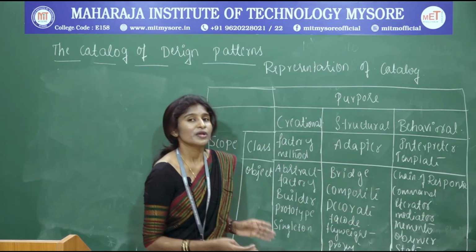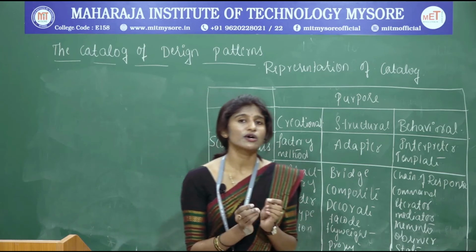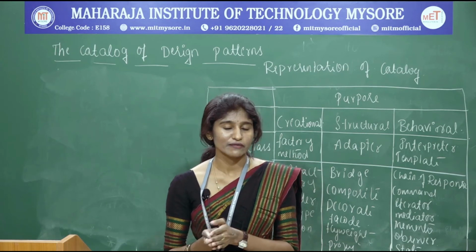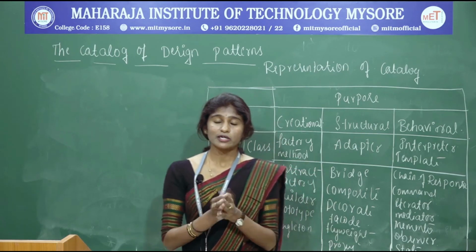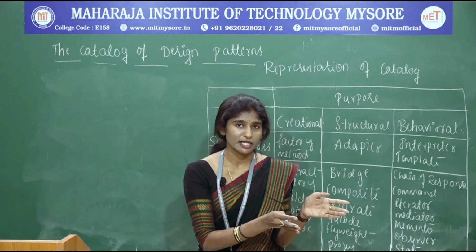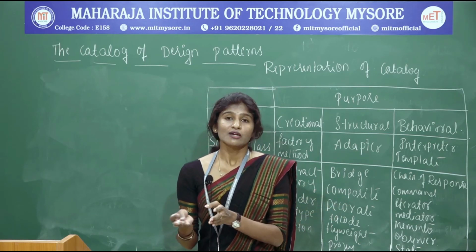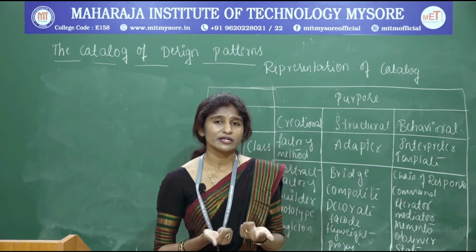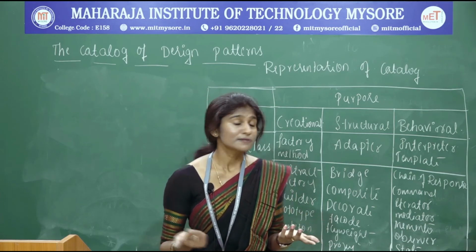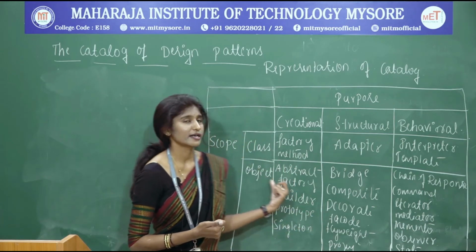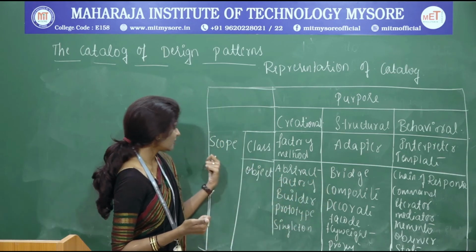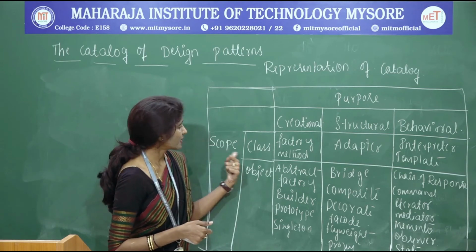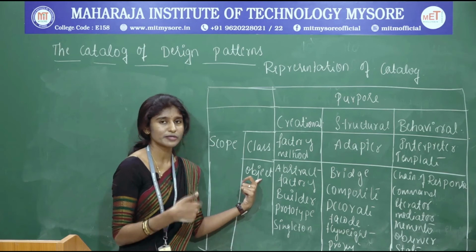So what I have done here is, based on their applications, structures and behavior, I have categorized them into different categories. For example, I may categorize you people with the same height in one category, the same color in another, the same size in another, right? Based on views, or different talents, I categorize into categories. In the same way, design patterns are categorized into 3 groups, and you can see that based on scope also they are divided: into class scope and object scope design patterns.